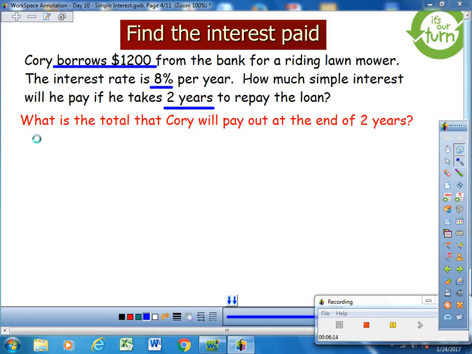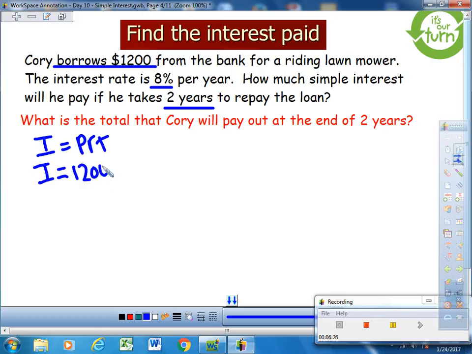So write down your formula, I equals PRT. We don't know the interest because that's what we're finding. P is 1,200, times 8%, which is 0.08. And then the years, 2. So again, just multiply 1,200 times 0.08.